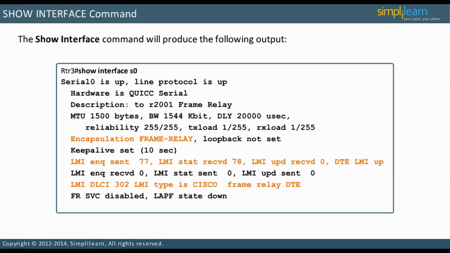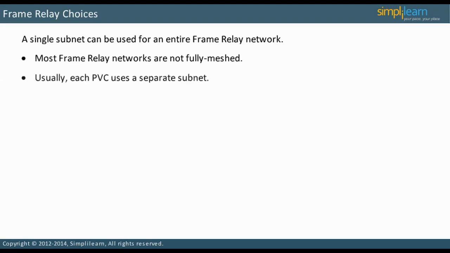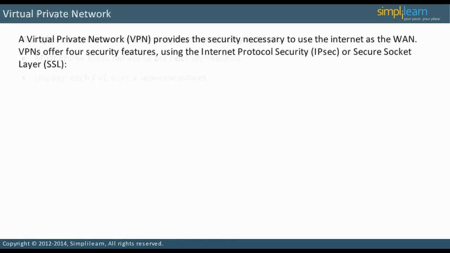In the next slide, let us review the frame relay choices. A single subnet can be used for an entire frame relay network if it is fully meshed, that is, all devices have connections to each other. However, most frame relay networks are not fully meshed. As a result, normally each PVC uses a separate subnet. This concludes our discussion of frame relay networks. Now let us learn about virtual private networks.